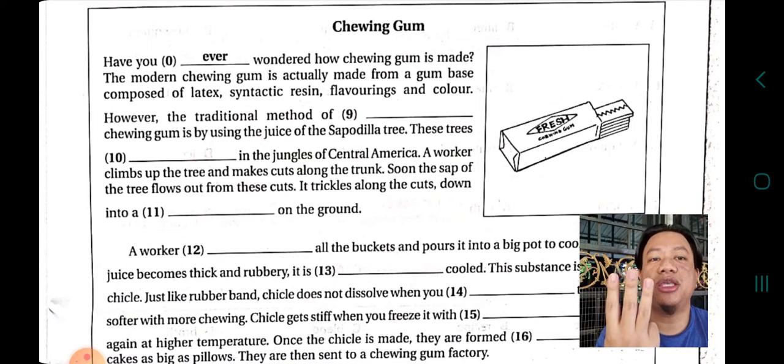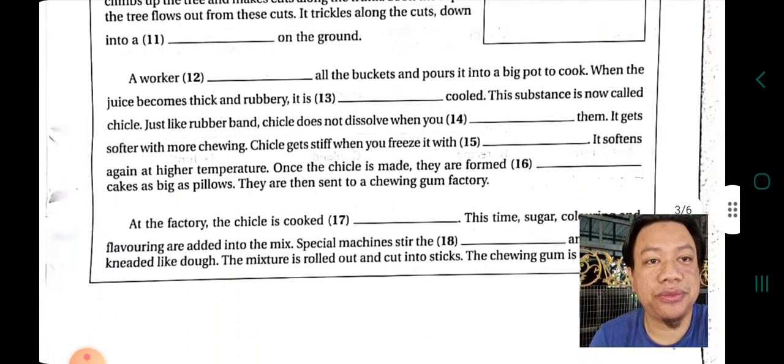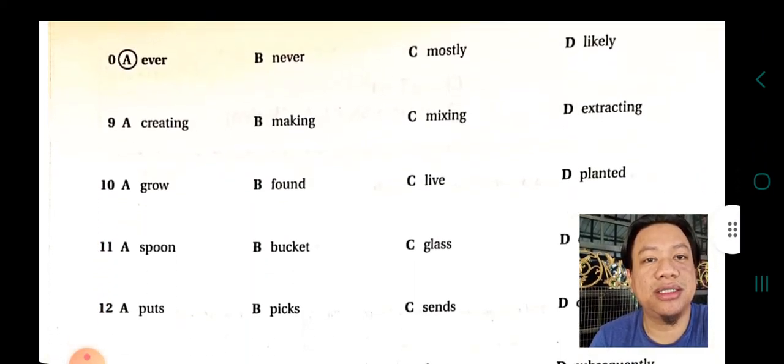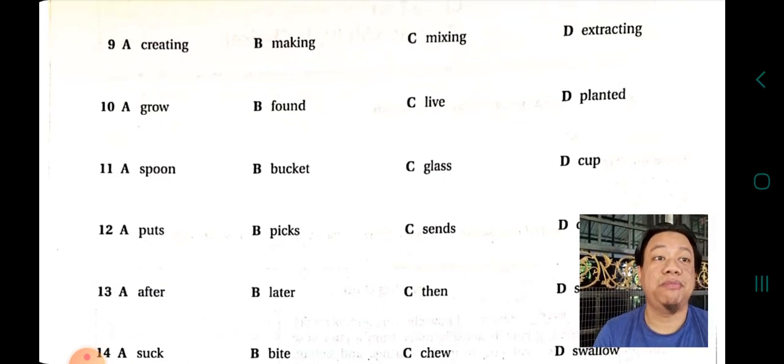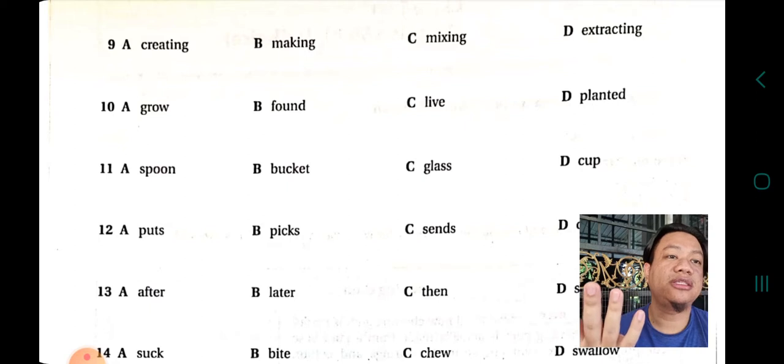Chewing gum is made by using the juice of the sapodilla tree. Okay, pembuatan chewing gum itu dengan menggunakan jus daripada pokok sapodilla. Okay, alright. So look at number 9. The meaning. See, of course it goes with number 3, the meaning. Maksud terus. A is creating, B is making, C is mixing, D is extracting.